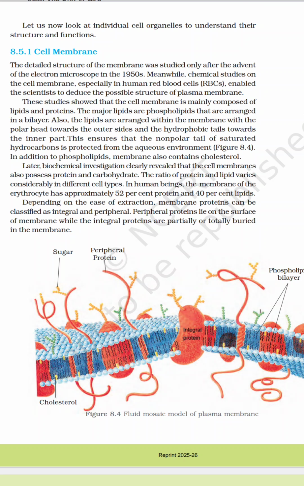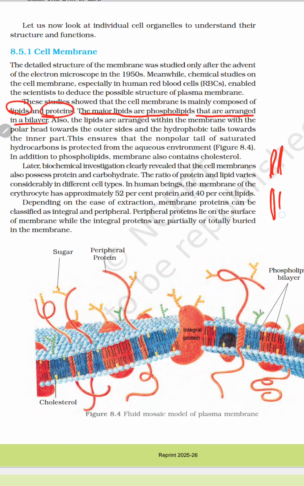So in this video we'll discuss the cell membrane. The cell membrane, especially in human red blood cells, allowed scientists to deduce the possible structure of the plasma membrane. The cell membrane is mainly composed of lipids and proteins.